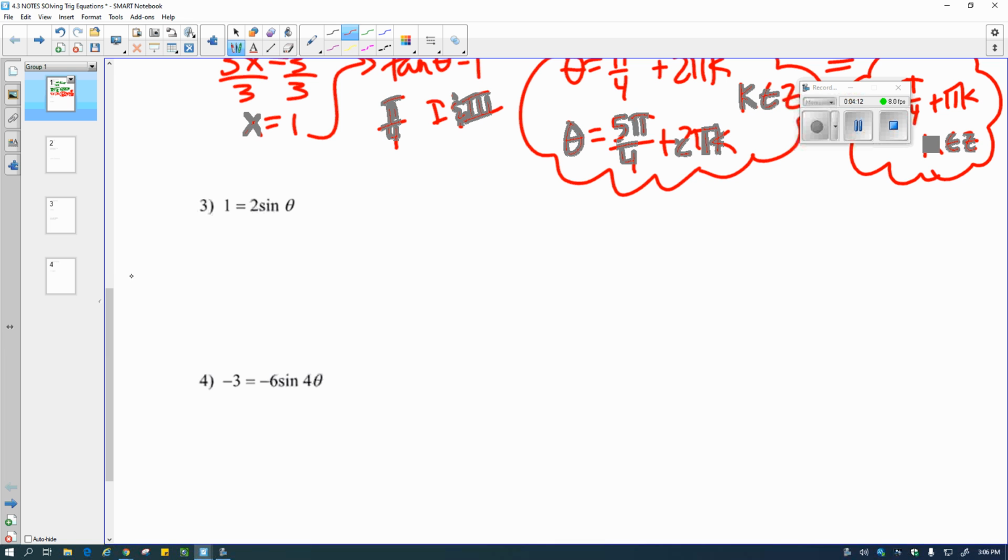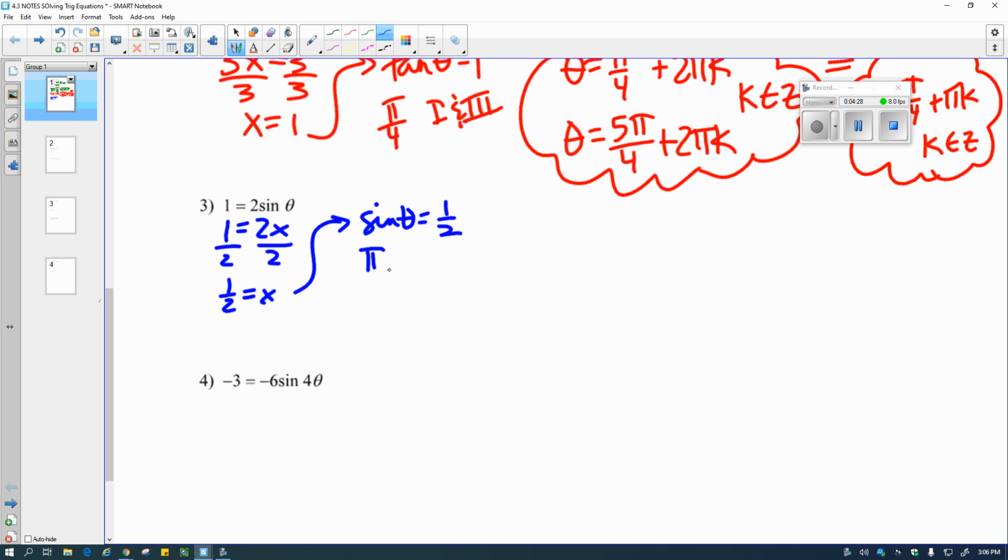So for problem number 3, again, I'm going to solve like normal. 1 equals 2x. I'll put in a variable, divide by 2, 1/2 equals x. But again, I'm not solving for x, I'm solving for sine. So I want to know when the sine is 1/2. That's in the pi over 6 family in the first and second quadrant.